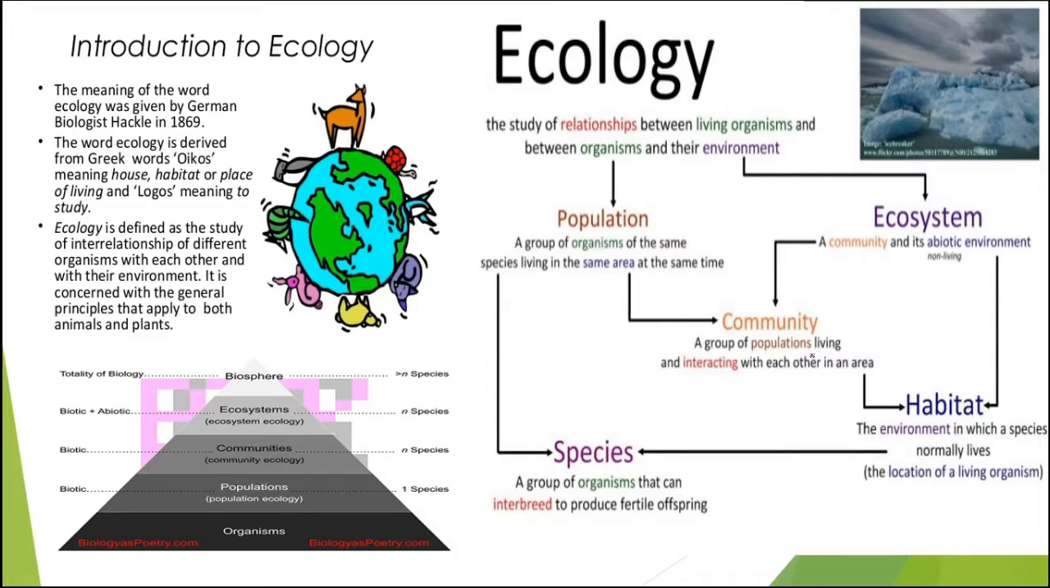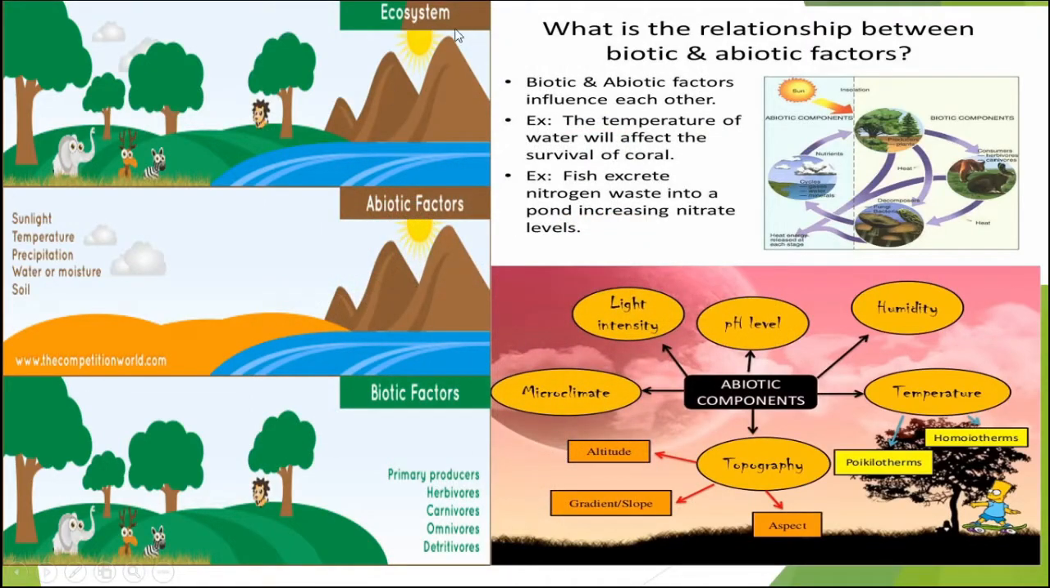Now this community lives in a particular area in which they flourish, that is known as habitat, and all of these organisms interact with each other, that is known as the biotic component, as well as they also interact with the abiotic component of that area. This slide is showing the ecosystem. The abiotic factors of the ecosystem are sunlight, temperature, precipitation, water, moisture, soil. Then biotic components are the primary producer, that is the green plants, then herbivores, that is the primary consumer, then carnivores or omnivores, detritivores, that means different levels of consumers. And biotic and abiotic factors are collectively constituting the ecosystem.